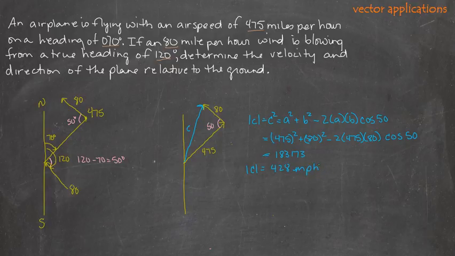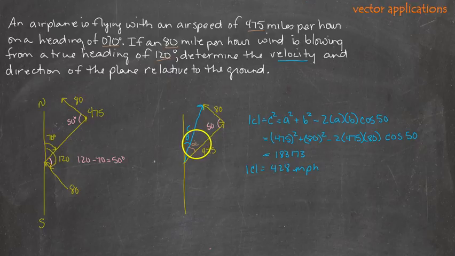Okay, so I'm halfway there because I'm asked to determine the velocity, which is the magnitude, and I want the direction of the plane relative to the ground. So I need to find out what c is. For this one, I can use the law of sines and find alpha. Once I have alpha, it's easy for me to find theta. Let's call this theta. So first, let's find alpha.